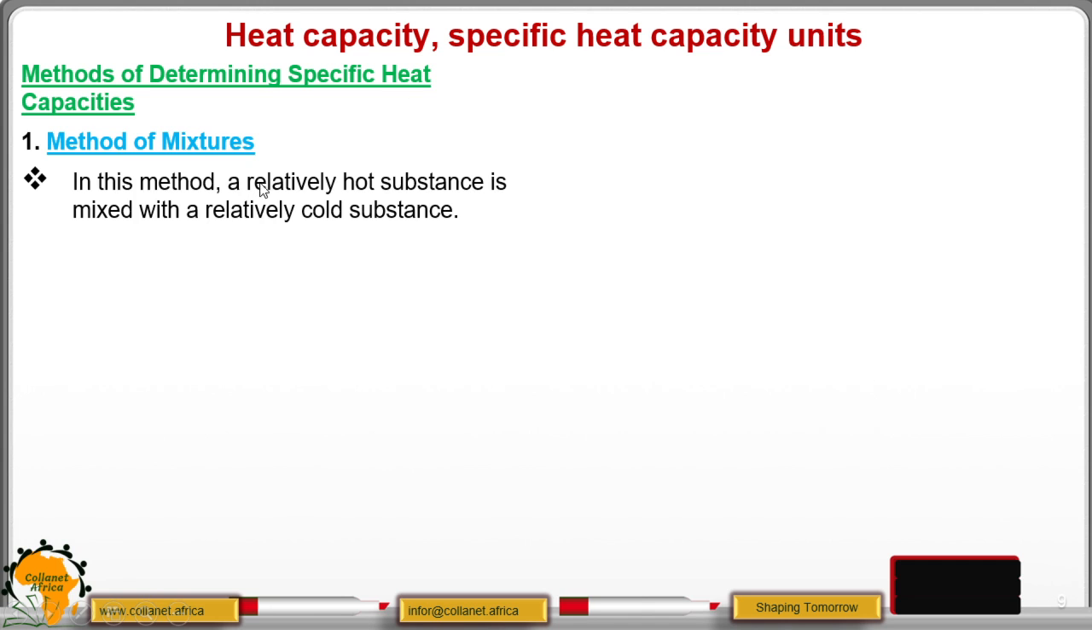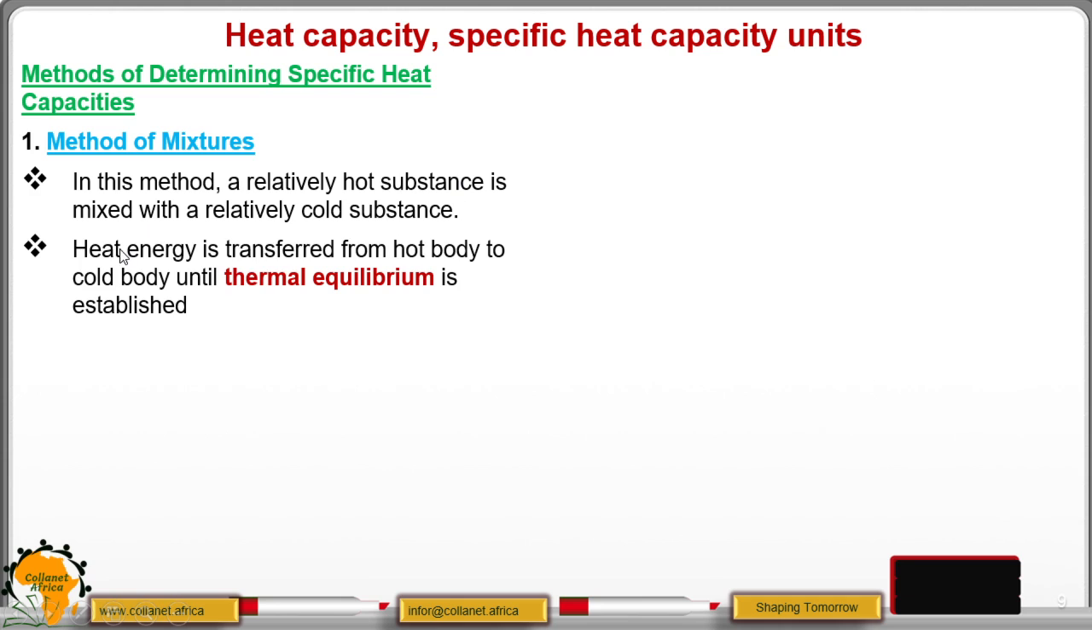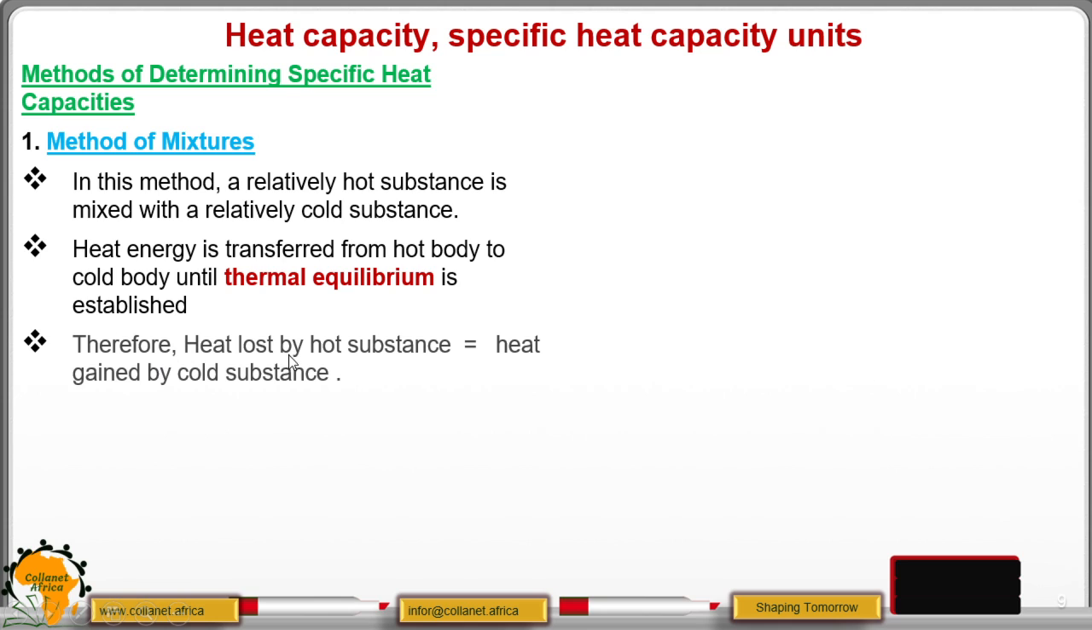Now in this one, a relatively hot substance is mixed with a relatively cold substance. So it implies that heat energy will be transferred from hot body to cold body until they acquire the same body temperature. At that particular time, we say that they have acquired thermal equilibrium. Therefore, heat lost by hot substance will be equal to heat gained by the cold substance. That is, the heat gained must be equal to heat lost.